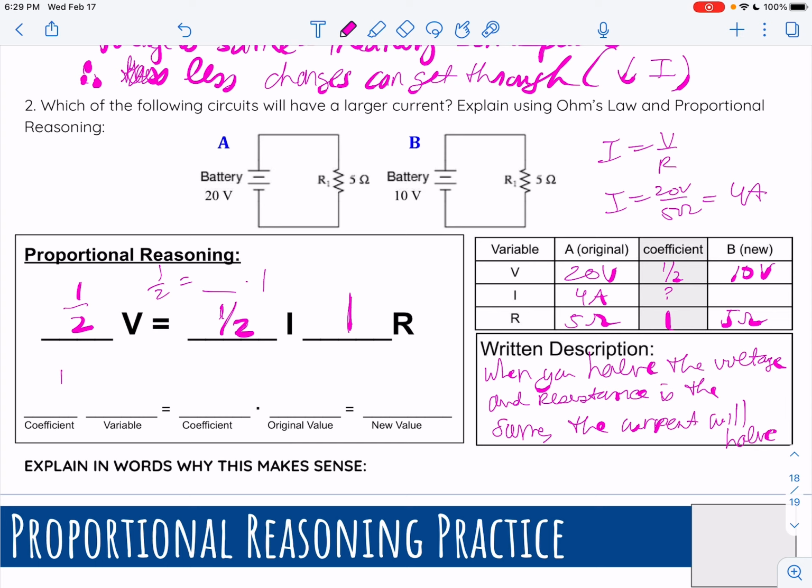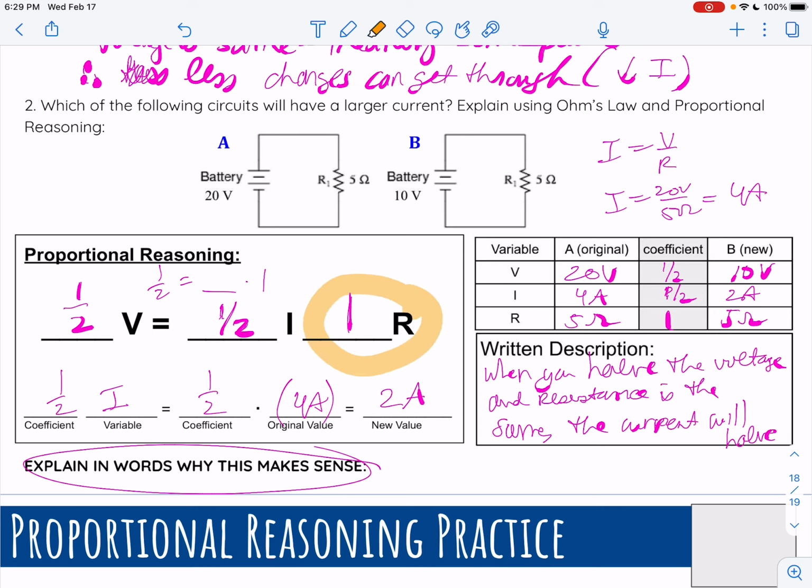So 1/2 of the current, because that was my unknown. 1/2 of my original current, which is 4 amps. So then that means my new current is going to be 2 amps, because that's also going to be a half. Explain in words why this makes sense.